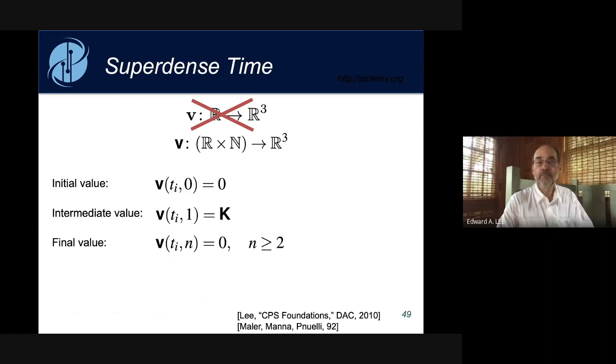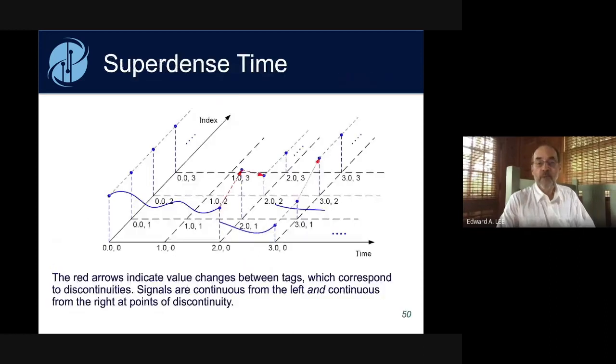So a graphical rendition of this is that instead of a signal just being a function of a one-dimensional Newtonian timeline, it can progress through a sequence of values at each instant in Newtonian time.